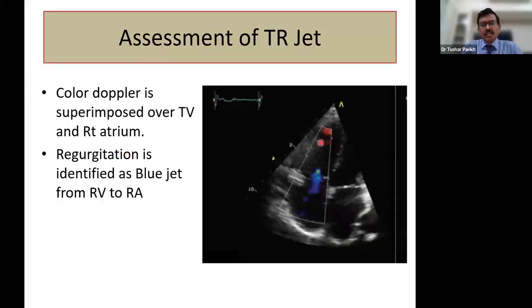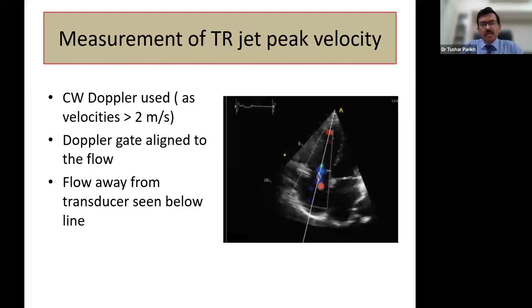So once you put the color Doppler in that area, you will find a regurgitant jet which is away from the probe, which gives you blue color. And then we put the continuous wave Doppler, because generally the regurgitant velocities are more than 2 meters per second. If you use pulse wave Doppler, you will get aliasing effect, and you will not be able to measure velocities which are more than 2 meters per second.